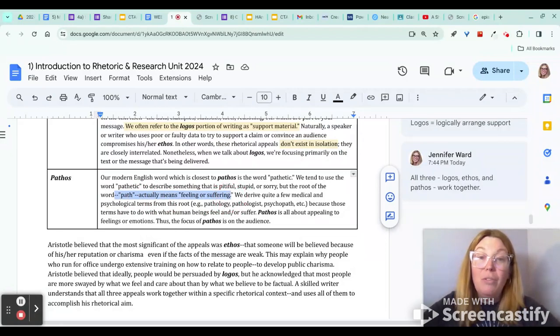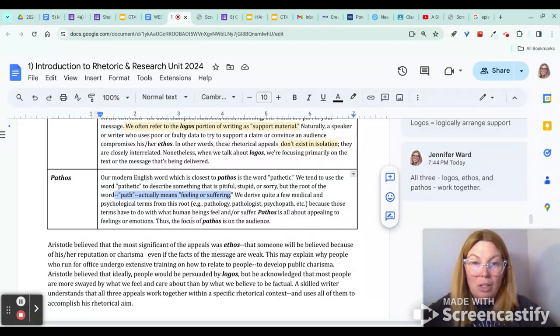We derive quite a few medical and psychological terms from this root. So for example, that's what EG means. For example, pathology, pathologist, psychopath, all of those, because those terms have to do with what human beings feel and or suffer. So pathos is all about appealing to human emotions, feelings.